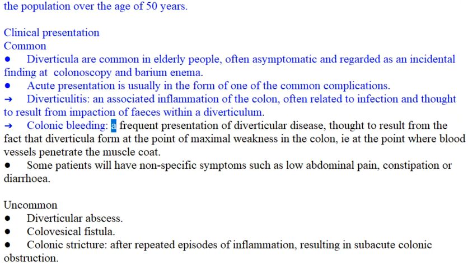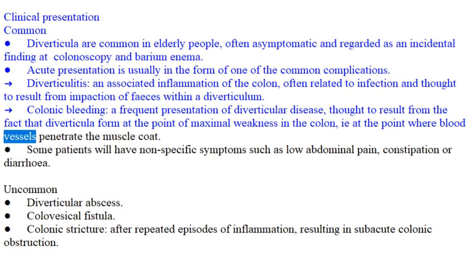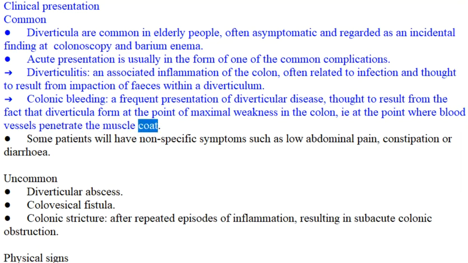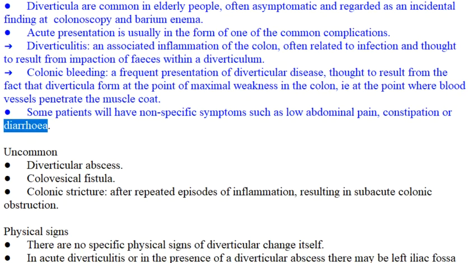Colonic bleeding, a frequent presentation of diverticular disease, thought to result from the fact that diverticula form at the point of maximal weakness in the colon, i.e. at the point where blood vessels penetrate the muscle coat. Some patients will have nonspecific symptoms such as low abdominal pain, constipation, or diarrhea.